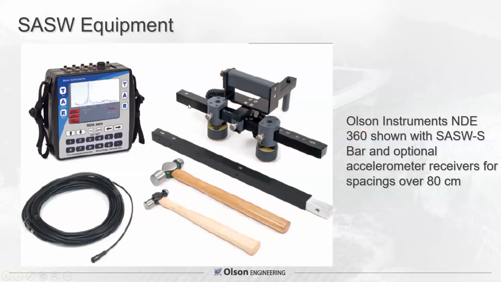If you have a really large spacing that goes beyond 80 centimeters, which is about 2.6 feet, you can use accelerometers, a pair of accelerometers magnetically coupled to some grease-mounted washers on the concrete, and see much deeper into it by spreading out a couple of them.